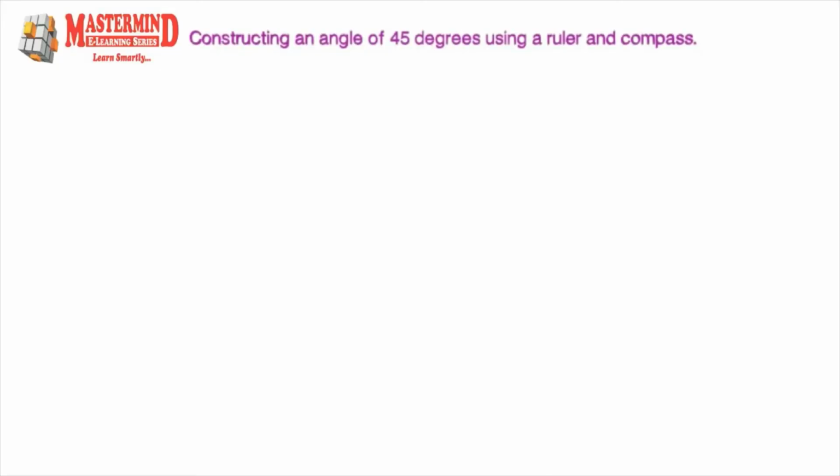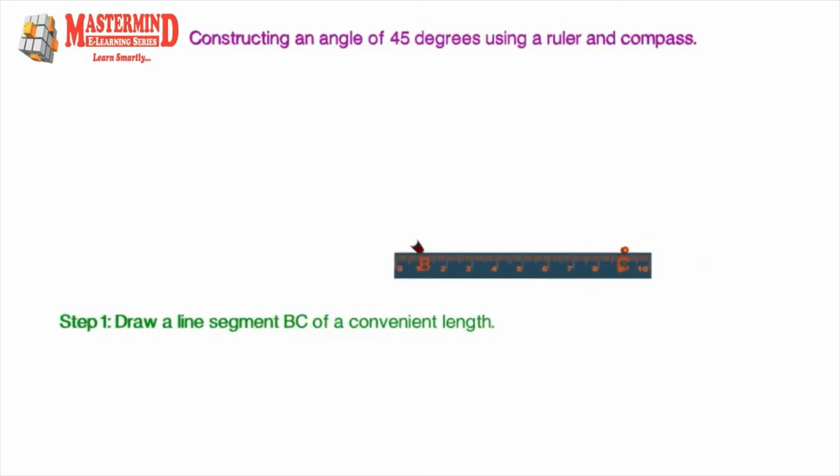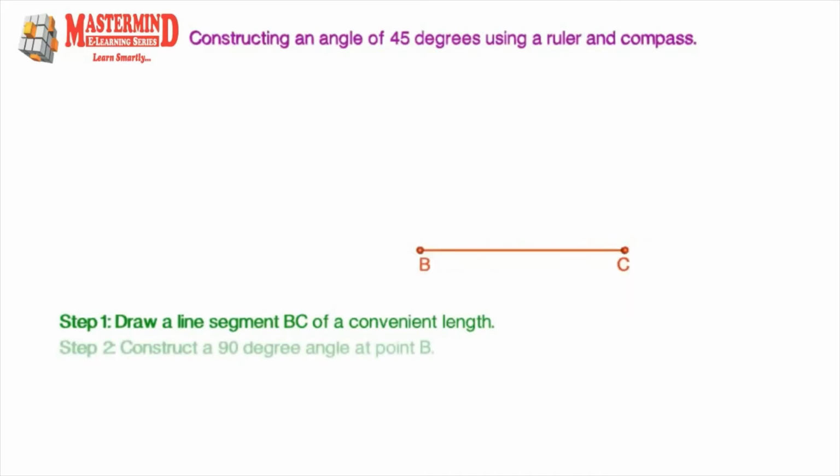Let us now see the construction of an angle of 45 degrees using a ruler and a compass. The first step is to draw a line segment BC of a convenient length. Now we will construct an angle of 90 degrees at point B. For detailed steps on how to construct an angle of 90 degrees, you can watch the related video. The link is given in the description box.